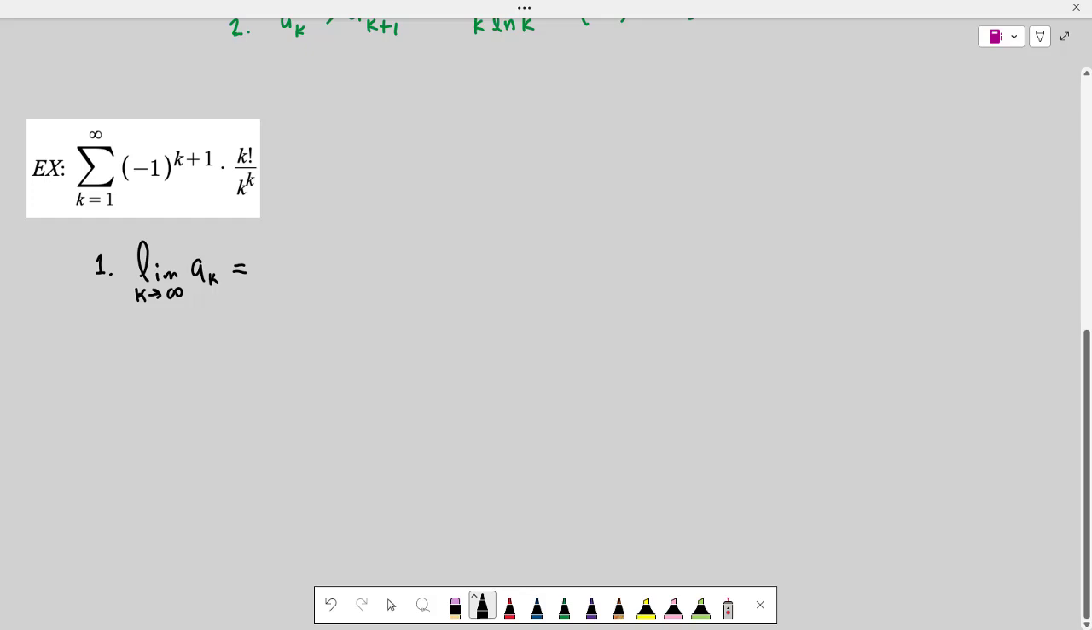Now recall that with an alternating series, a sub k is this. So a sub k is everything except the switch when we are talking about an alternating series. So the limit of a sub k is the limit of k factorial over k to the k. That is an indeterminate form.